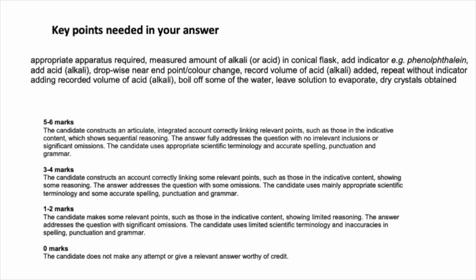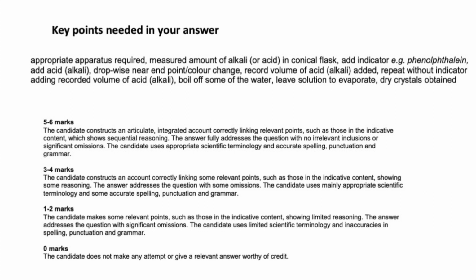Now when the indicator changes colour, you note the final volume of acid in the burette, and you use this to work out the volume of acid that you've added to the alkali. Once you know this, you could repeat this several times to make sure that you've got consistent values for this volume, and then you need to repeat the whole experiment without the indicator, adding the recorded volume of acid. So for example, if you needed 18.5 centimetres cubed to neutralise the alkali, you would add the 18.5 without the indicator.